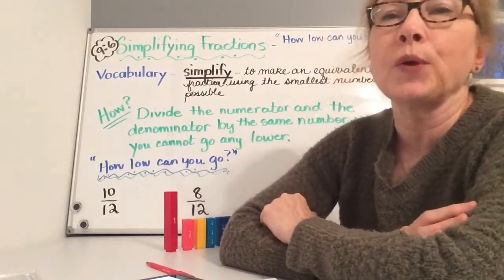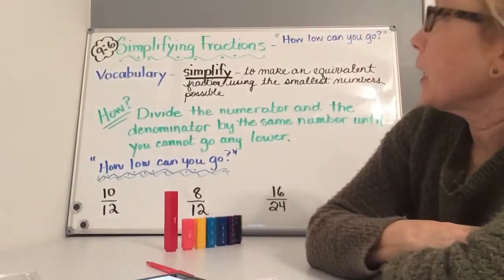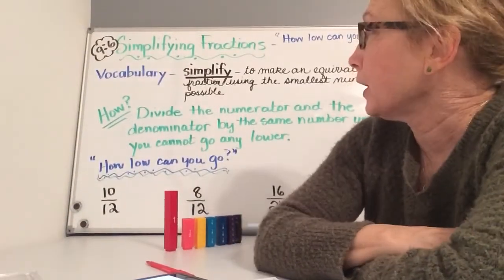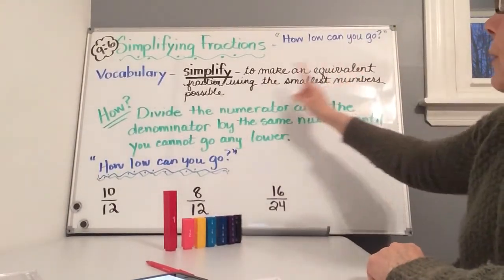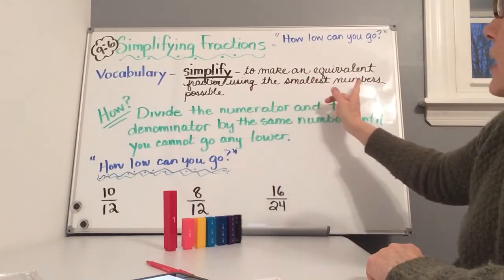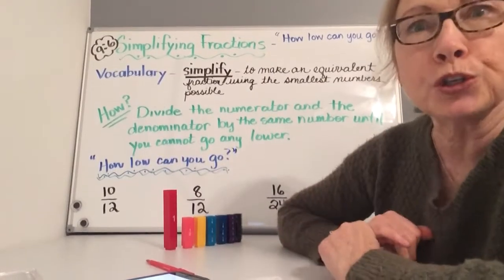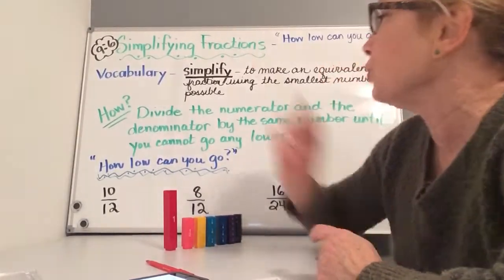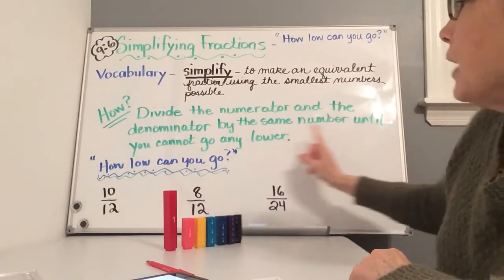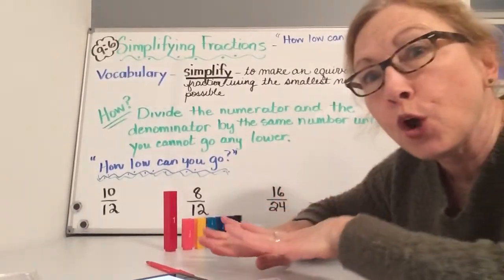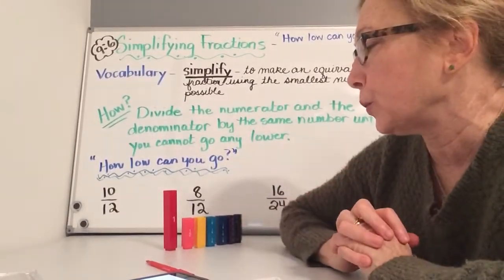Simplifying fractions, or what I like to call how low can you go? So, we have a vocabulary word for you, and that vocabulary word is simplify. And simplify means to make an equivalent fraction using the smallest numbers possible. All right? And that's what we're going to be doing. How do you do that? Well, you do it by dividing. You divide the numerator and the denominator by the same number until you cannot go any lower. All right? So let's find out how low you can go.